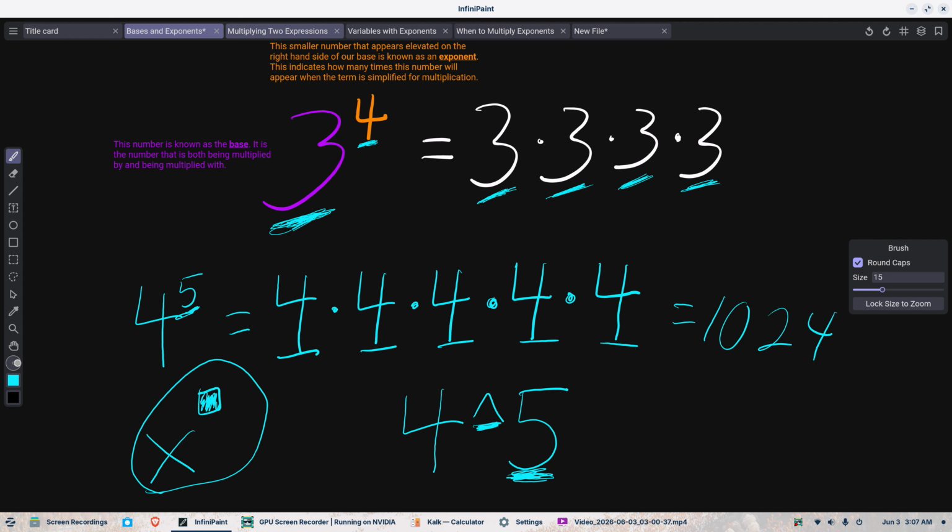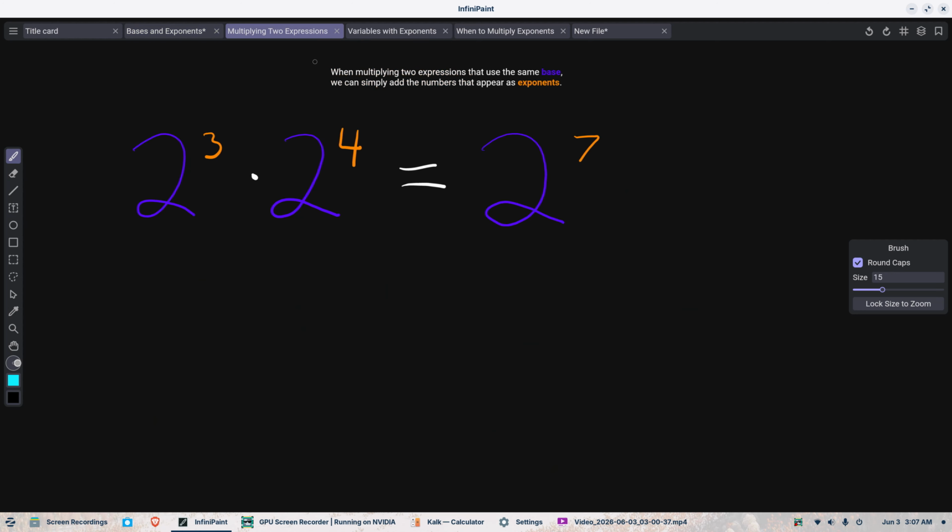Now, I would like to show you what multiplying two expressions looks like when exponents are involved. So we have this expression here, 2 to the 3rd power multiplied by 2 to the 4th power equals 2 to the 7th power. And when we have two bases of the same number, so you can see we have 2 as a base here and 2 as a base here, and these two expressions are being multiplied, in these instances, we take the exponents and we just add them. We do not multiply them in this case, and I'm going to try to demonstrate why we don't.